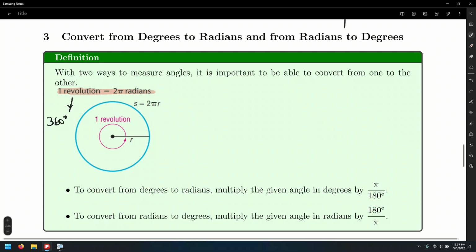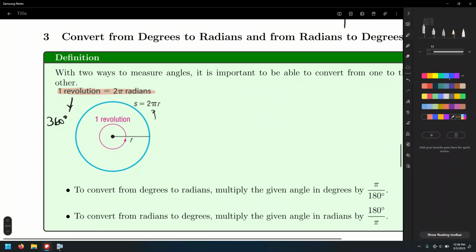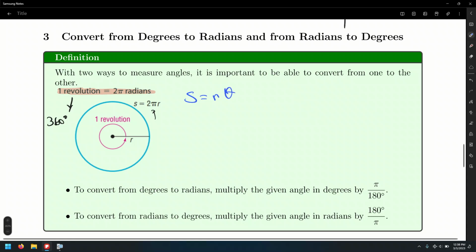We also know that S equals 2 pi r. This is the formula to find the circumference of a circle, in other words, the perimeter of the circle. So we're going to start with the arc length. Why are we going to start with the arc length? Because the arc length actually involves those radians we're looking for to define as degrees. So we know S equals r theta from before. That's the formula for the arc length.